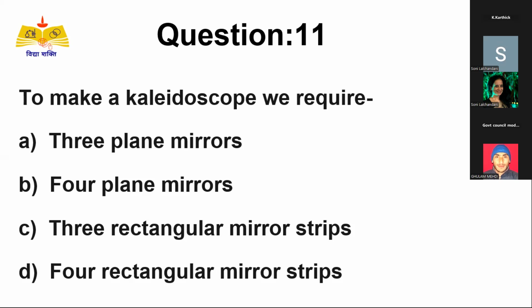All right. Shall we go next? To make a kaleidoscope, we require A. 3 plane mirrors, B. 4 plane mirrors, C. 3 rectangular mirror strips, D. 4 rectangular mirror strips.